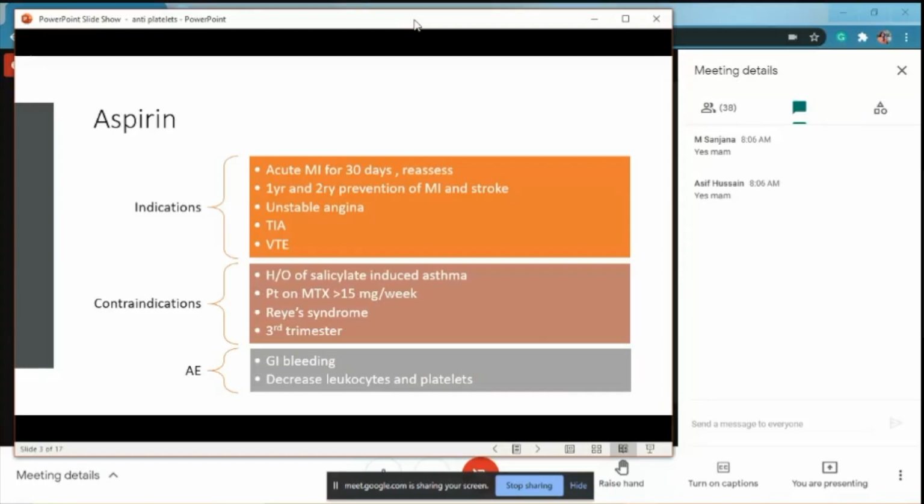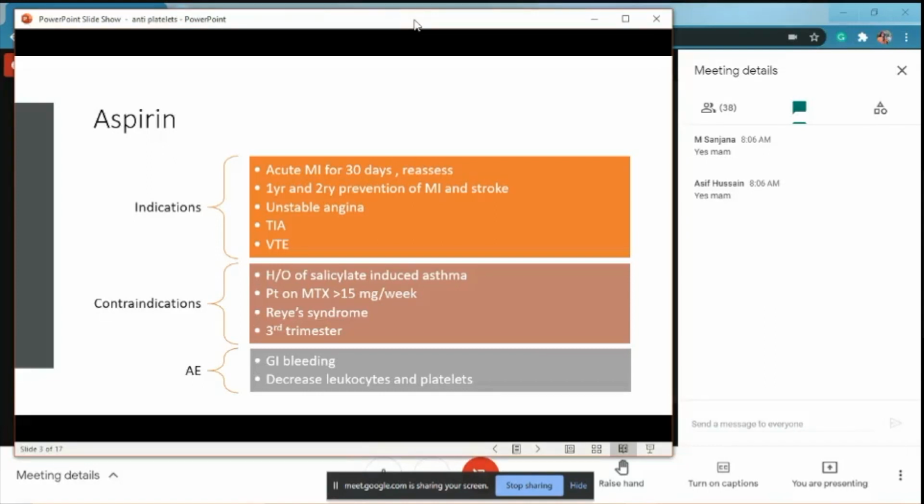Then we use it for primary and secondary prevention of MI and stroke. What is primary prevention? We already discussed the difference between primary and secondary. Primary prevention means the patient has never had a stroke or myocardial infarction, and we are preventing one in the future. Secondary prevention means the patient had a history of myocardial infarction or stroke, and we are giving aspirin for prevention of recurrence.